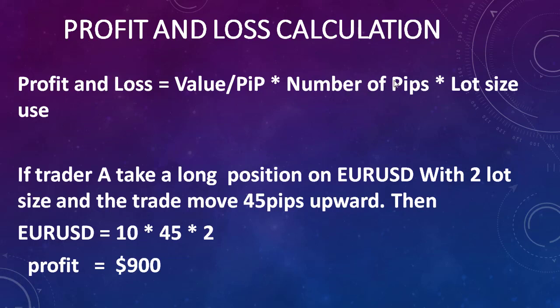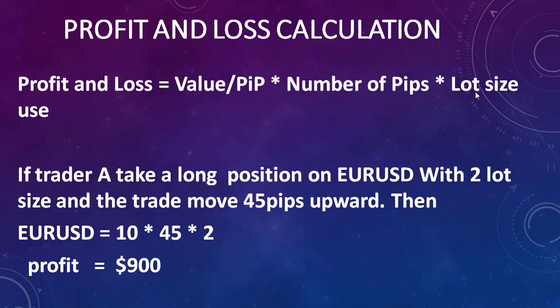Then the number of pips here is very simple. The number of pips is the number of pips from your entry price to your profit target. In the case of you calculating your loss, that is your risk, the number of pips means your entry point to your stop loss. Remember, from your entry point to your stop loss is your risk, while from your entry point to your TP is your reward. Okay, so that is number of pips.